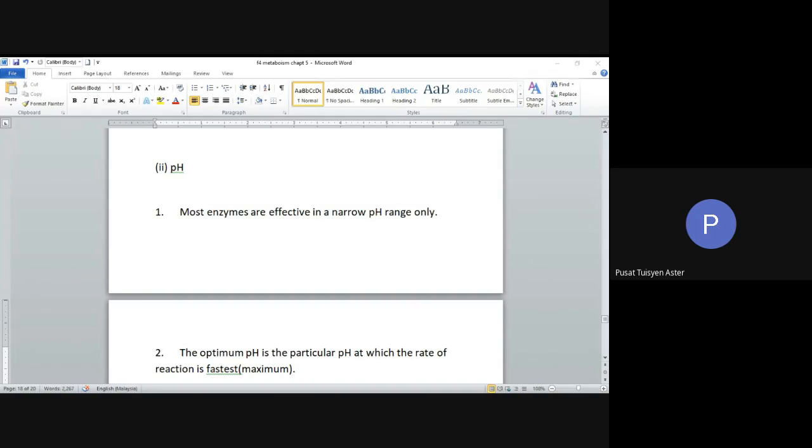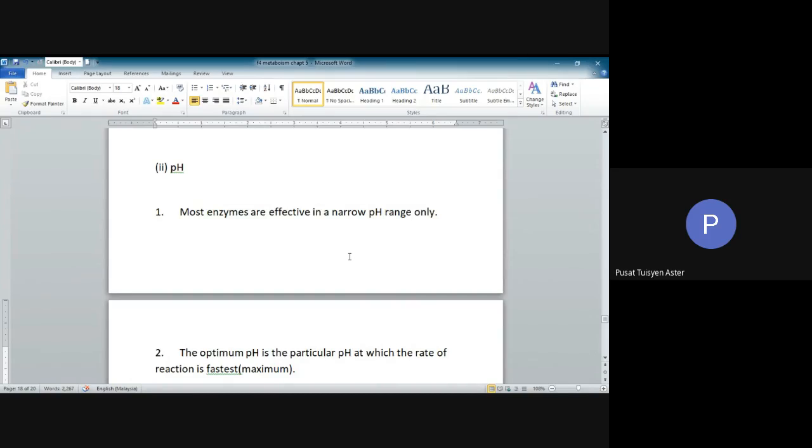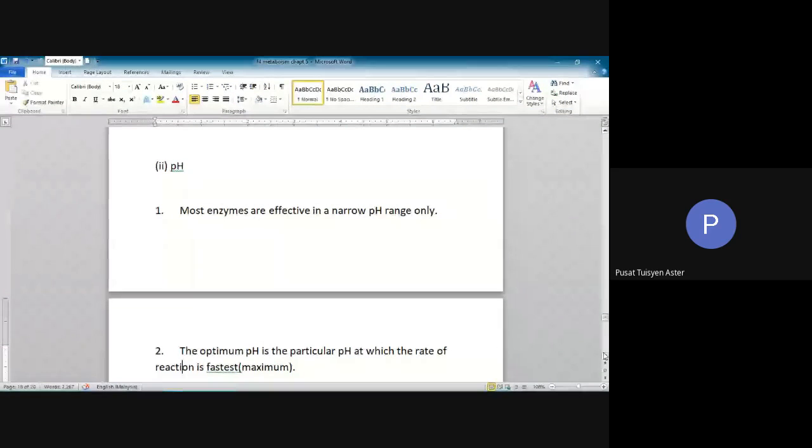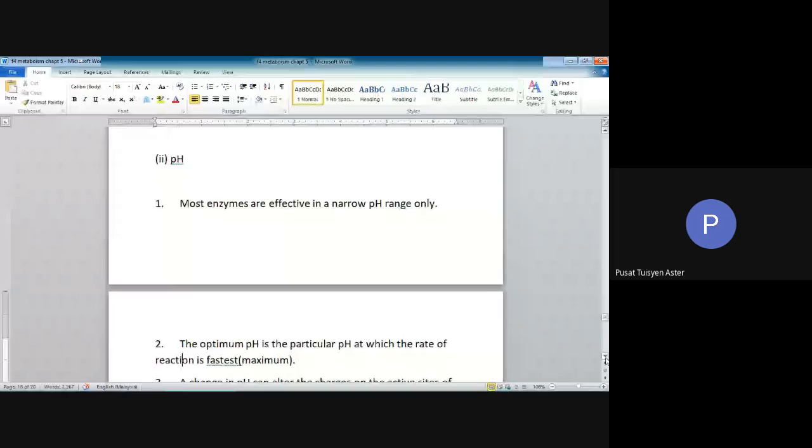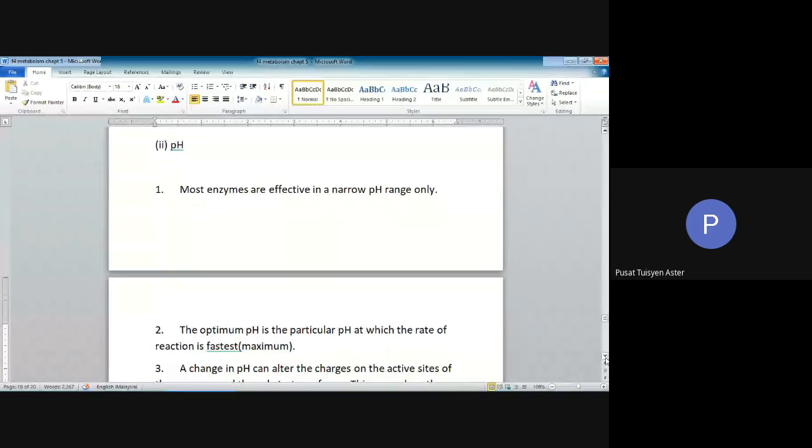Now, let's look at the next factor which affects the enzyme, which is pH. As I said just now, enzymes are very, very specific and very, very fragile. With a temperature that is not suitable for them, or a pH that is not suitable for them, they will be damaged. So most enzymes are effective in a narrow pH range, for example pH 5 to 7 or 3 to 4. If it's way out of its league, it won't work.